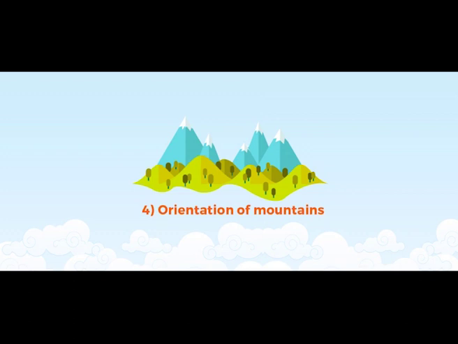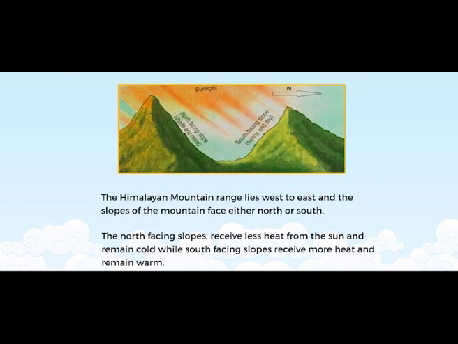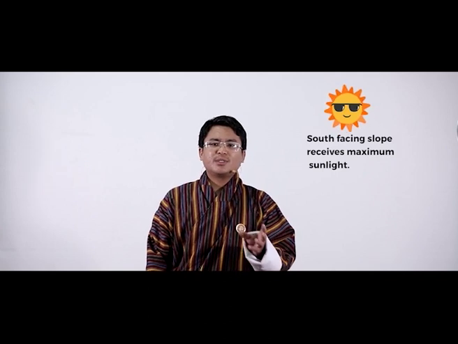Now the next factor affecting climate is orientation of mountains. Orientation of mountains here means the arrangement of mountains. If you see, the Himalayan mountain range lies west-east, and the slopes of the mountain face either north or south. The north-facing slopes receive less heat from the sun and remain cool, while south-facing slopes receive more heat and remain warm. From here we can make out that the arrangement or orientation of mountains also affects the climatic condition of a place. Further, you can understand from this picture that the south-facing slope receives maximum sunlight.